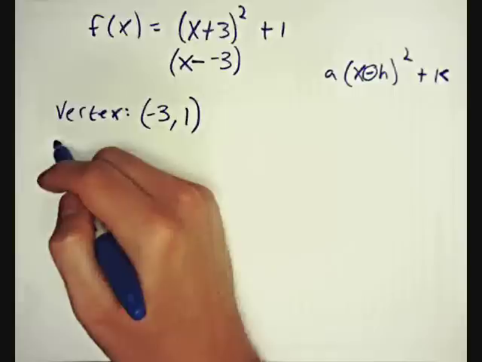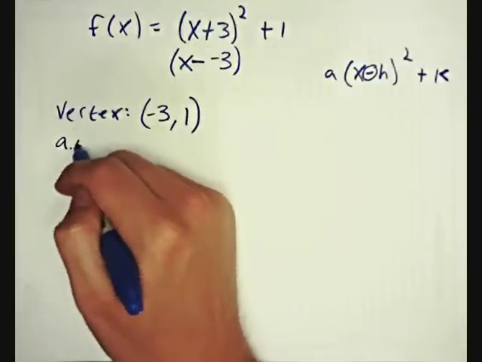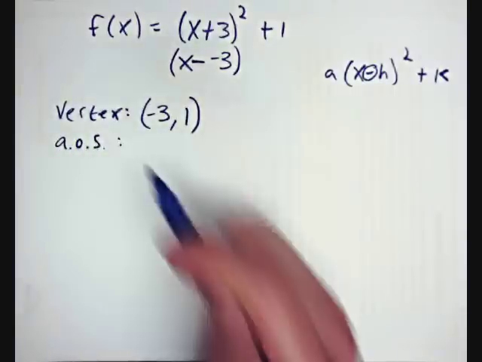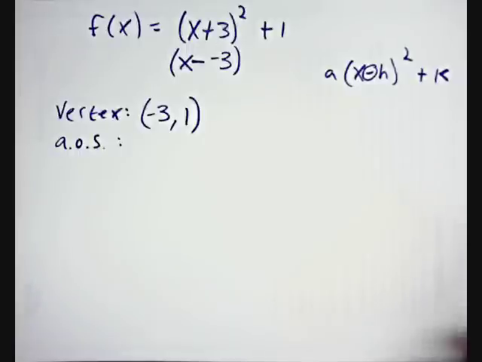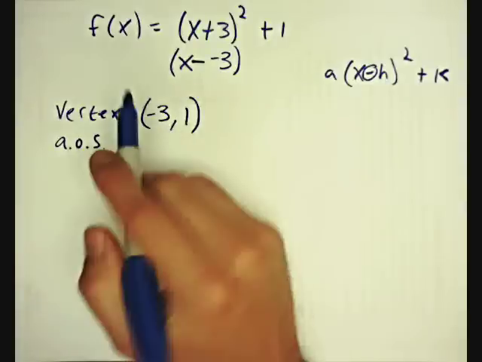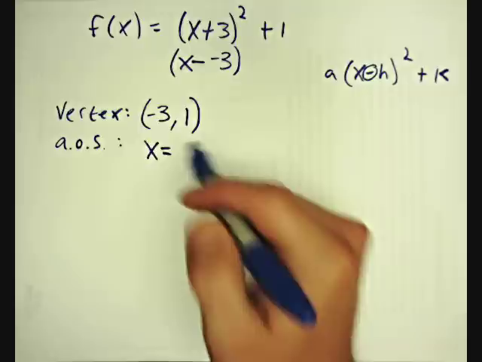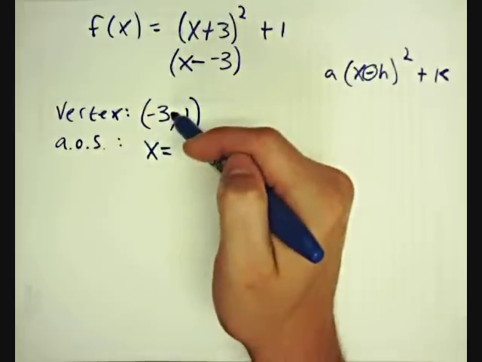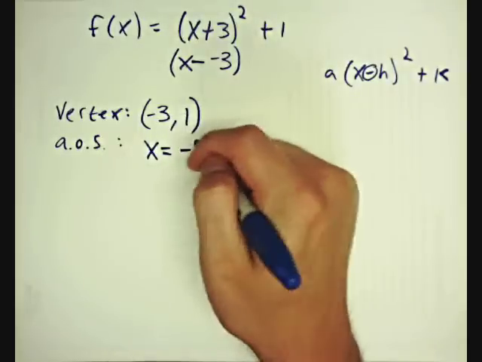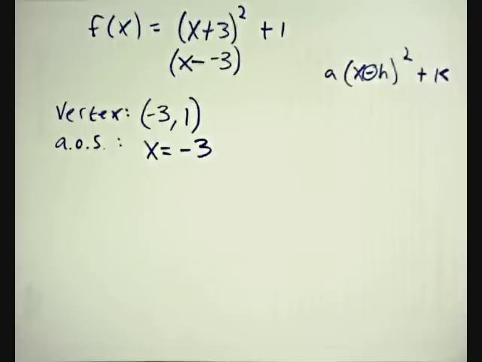Another thing you may be asked for on any problem is the axis of symmetry. The axis of symmetry, again, is the line that goes straight down through the parabola. That always goes through the vertex. So it's the vertical line x equals. The x equals is important because we're referring to a vertical line, and equations of vertical lines always start with x equals. And it equals the x-coordinate of the vertex, negative 3. So there's your axis of symmetry. That will cut that parabola in half.